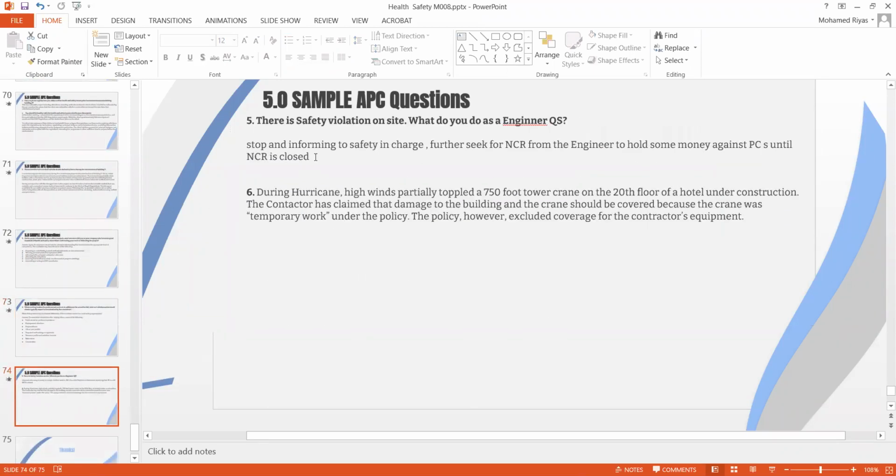Then as a QS, there might be a question you might be asked. As a QS on site, you notice a safety violation. How would you deal with this? As we discussed, safety is everyone's responsibility. Each individual is responsible for their own safety as well as others'. So you will go there and stop the activity immediately. You can inform the safety officer at site and report to them. If the incident keeps continuing, you can write as engineer an NCR, and if there is no response from the contractor, in the payment certificate you can withhold a certain amount for the NCR, because when the engineer instructs on any matter, the contractor must obey. If there is resistance from the contractor, you can hold a certain amount in the PCs until the NCR is closed. These are the ways as a QS you can respond to a safety violation at site.